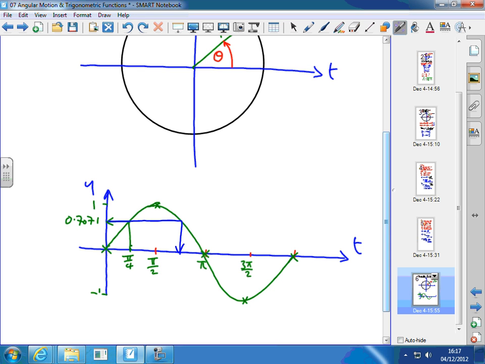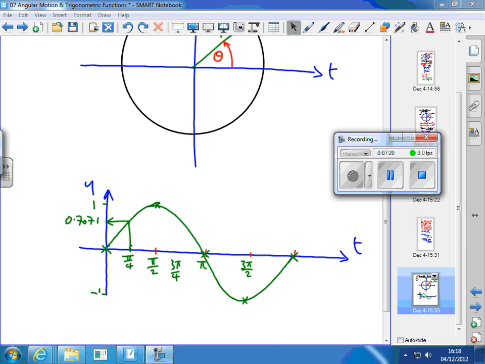What angle is this? If that's pi over 4, this is pi over 2, what's this? 3/4 of pi, or 3 pi over 4, won't it? Yeah? What's that in degrees? If that's 90, that's 45, what's this? 135. 135, right. So if you type in the sine of 3 pi over 4, you should get the same answer, 0.7071.